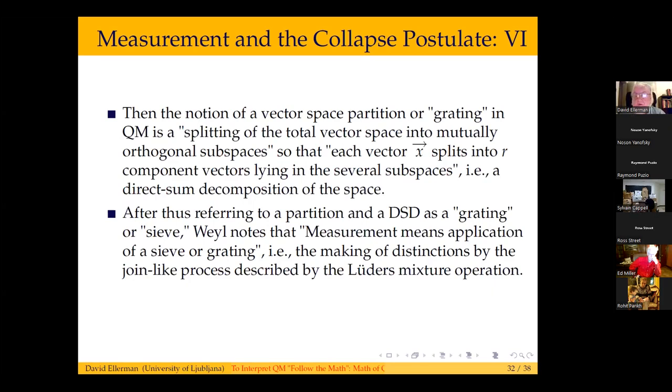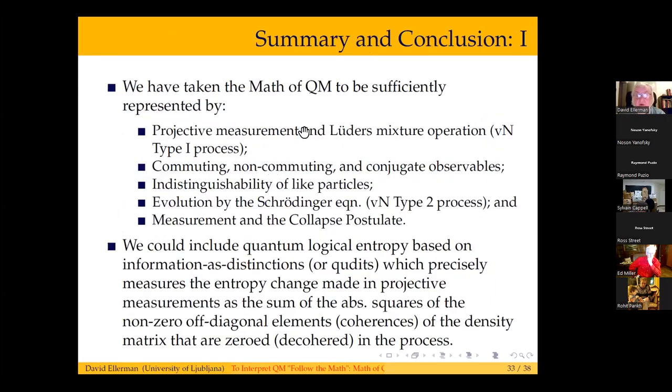So it's all there in Weyl, this going from a set partition to a vector space partition, which is a direct sum decomposition. So, one way to define a direct sum decomposition of a vector space is: every vector in the space is uniquely represented by a sum of non-zero vectors from the subspaces. Then the subspaces make up a direct sum decomposition. So after referring to partition and a direct sum decomposition as a gradient sieve, he then notes that measurement means applying the sieve or grating, and that's exactly what we saw. That making distinctions by this join-like operation described by the Luder's mixture operation. So this is all in this appendix to Weyl's book, spelled out rather nicely.